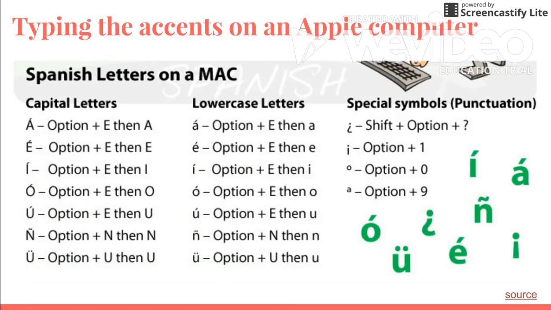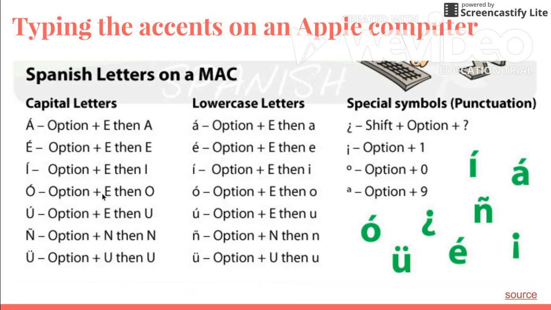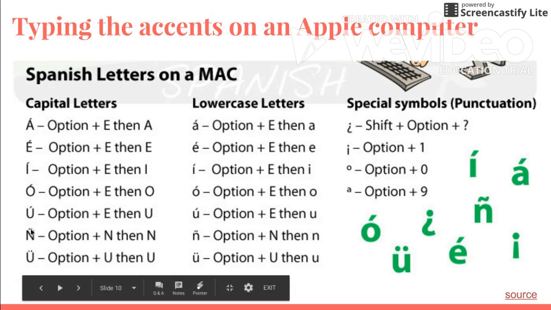If you're using a Mac, here are some options. Instead of the Alt or the Control, it's usually the Option key, the letter E, and then whichever letter you want. So if you want this A, it's Option, the letter E, then the A, and then that special character will appear. It's only different if you want that ñ. You'll have to press another key for those.